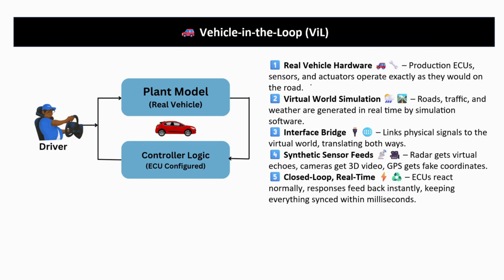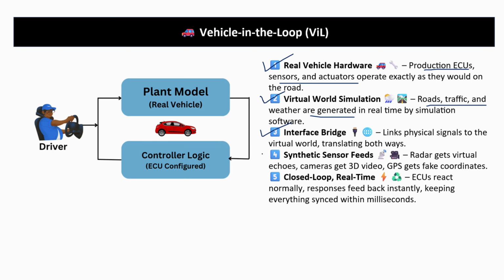How does ViL work? In a ViL setup, three main components work together: the real vehicle, equipped with the production ECUs, sensors, and actuators; the simulation environment, generating road, weather, and traffic scenarios in real time; and the interface system, which connects the real vehicle signals with the virtual world, translating between physical and simulated domains.